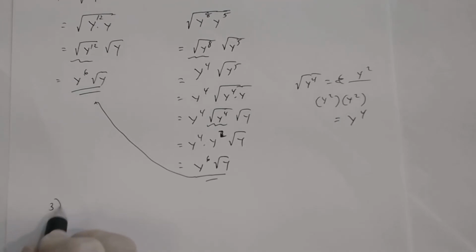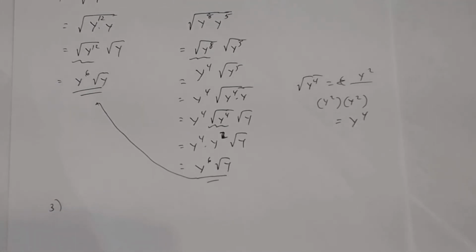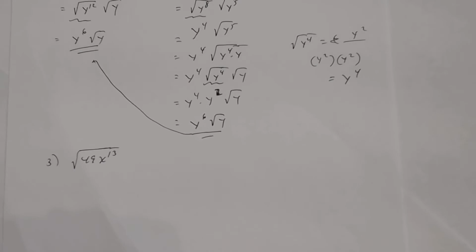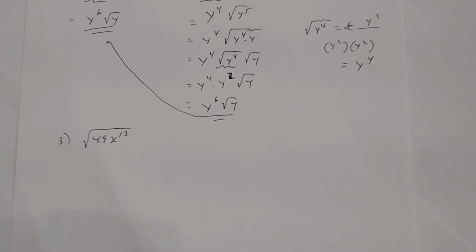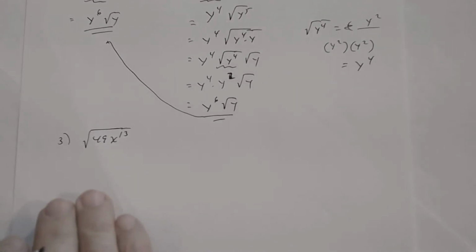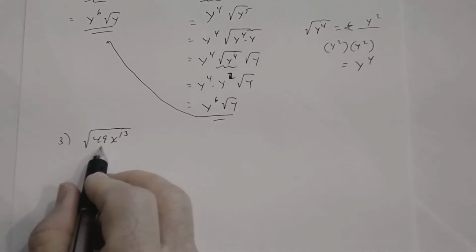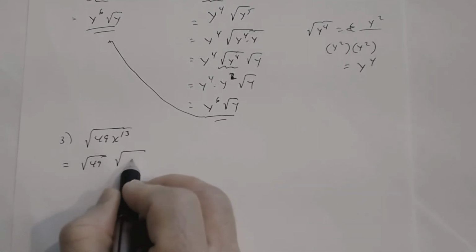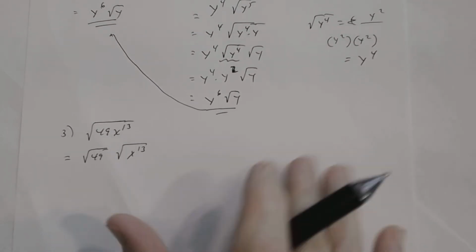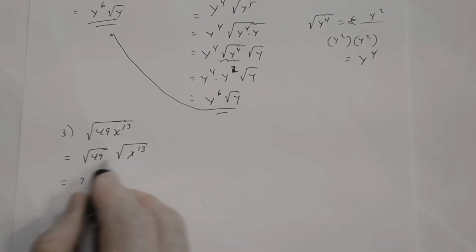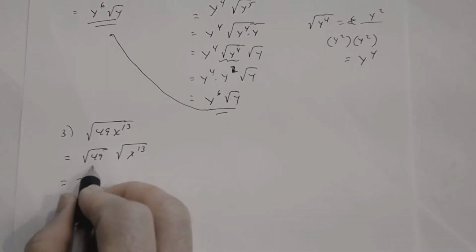Okay, number 3. Let's suppose you had the square root of 49 times x to the 13th. All right, so again, do this in steps. Rationalize your thinking. So by the product rule, I know I can write this as the square root of 49 times the square root of x to the 13th, right? And since 49 is a perfect square, I know that that's going to be 7. So you got to simplify each of those radicals. So that's 7 right there.